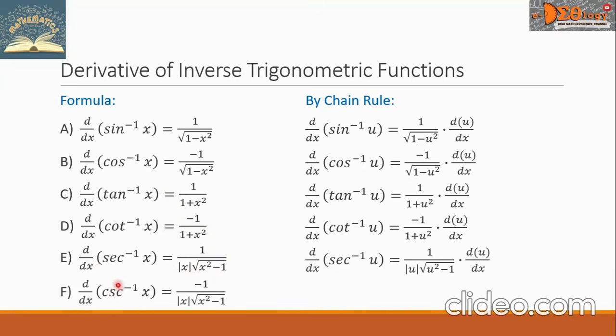Sixth formula, the derivative of cosecant inverse of x. This is equal to negative 1 all over the absolute value of x times the square root of the quantity x squared minus 1. By chain rule, the formula becomes like this.